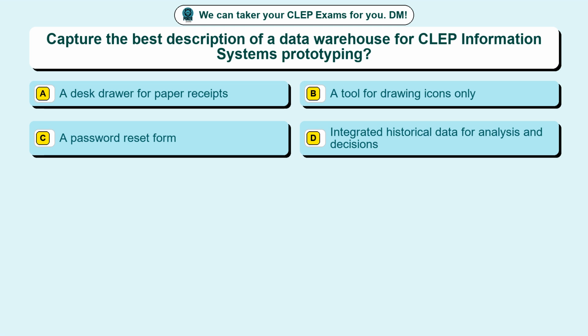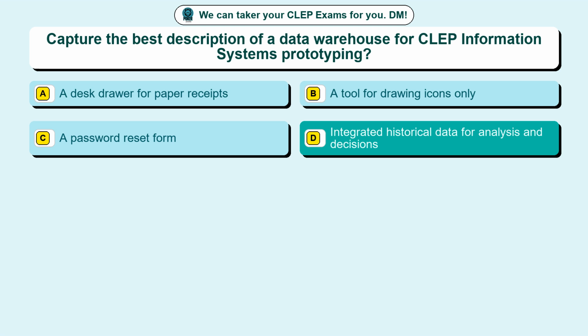Question 84. Capture the best description of a data warehouse for CLEP Information Systems prototyping. Option A. A desk drawer for paper receipts. Option B. A tool for drawing icons only. Option C. A password reset form. Option D. Integrated historical data for analysis and decisions. The correct answer is option D. Integrated historical data for analysis and decisions.